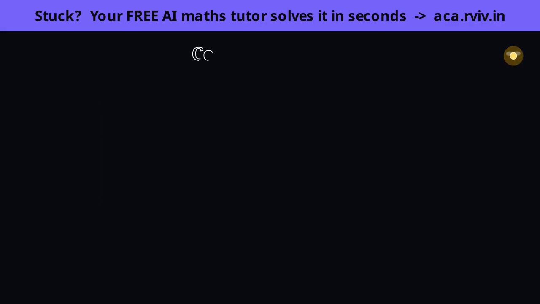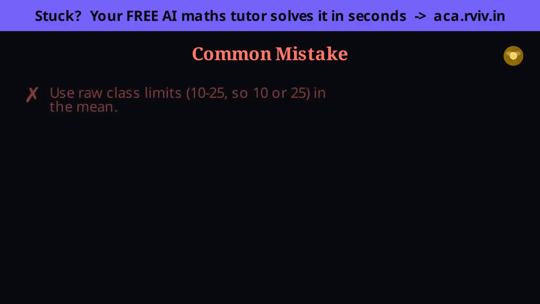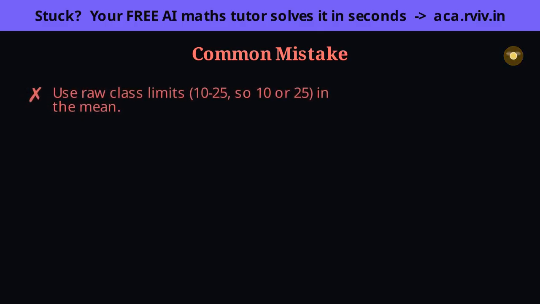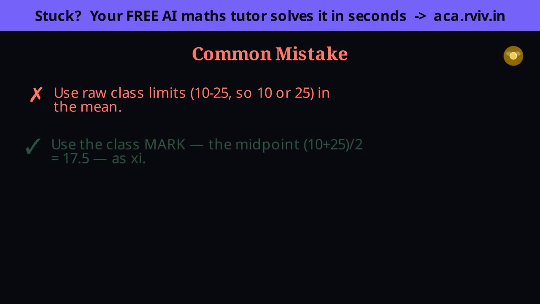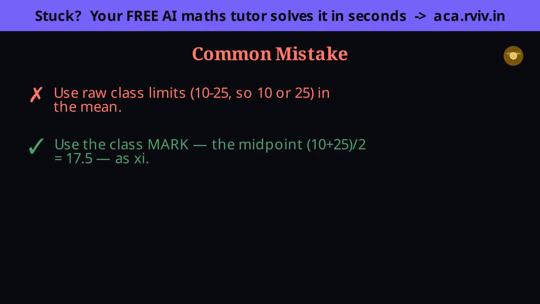A very common slip, plugging a class limit into the mean instead of the class mark. Remember why we use the midpoint. A grouped class has no single value, so we represent it by its center, where its readings sit on average. For 10 to 25, that's 17.5, not 10 or 25. Always convert to the class mark first. Using a raw limit shifts every product and quietly wrecks the whole mean.